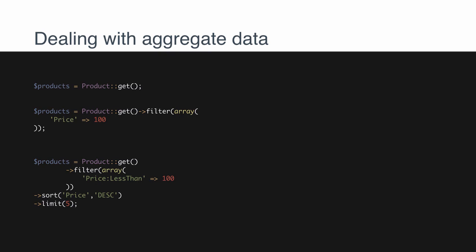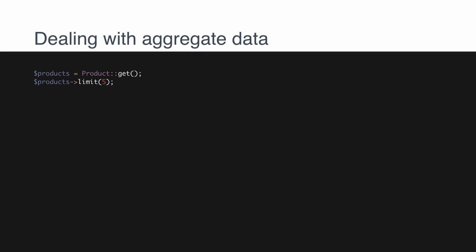So let's explain this a little bit further. So here we have products equals Product get. If I call limit against that products reference, and now let's dump the SQL off that list, it will not contain a limit clause. Now this is a very common mistake that people make with the ORM.